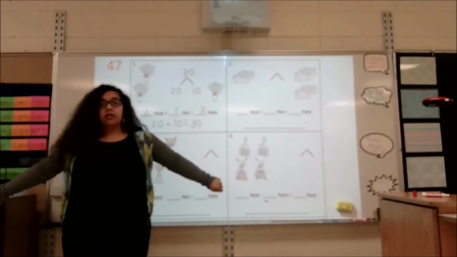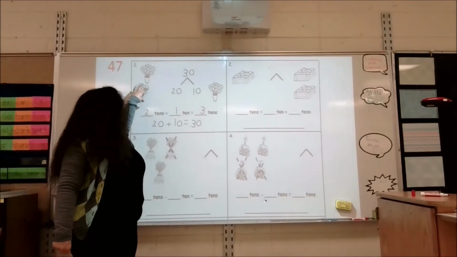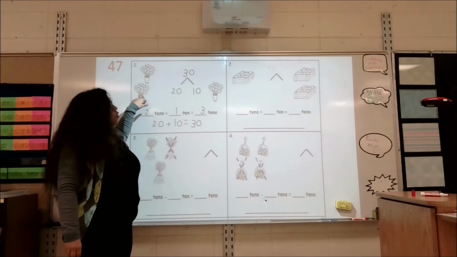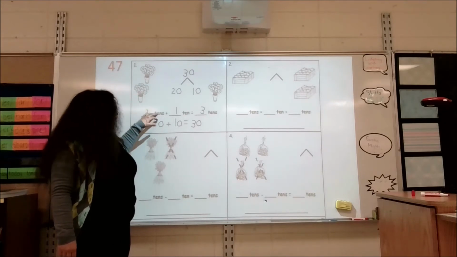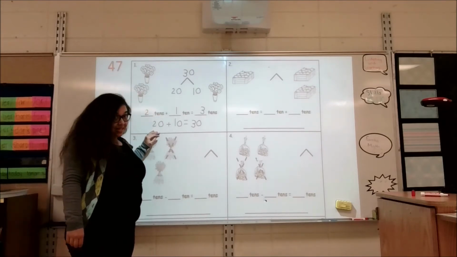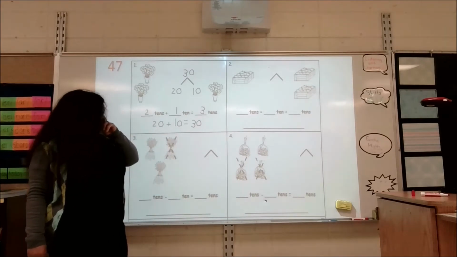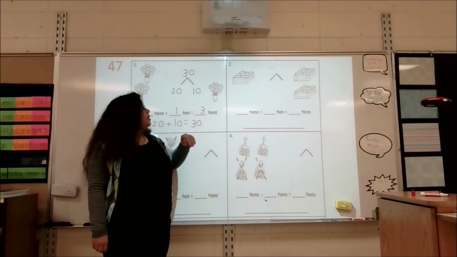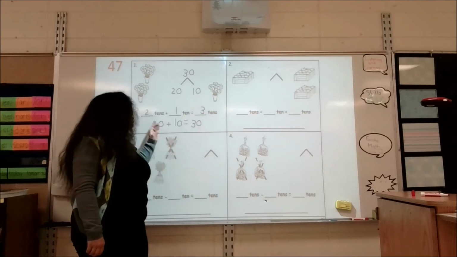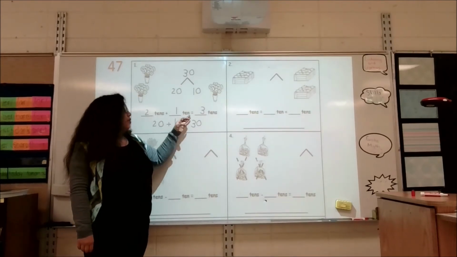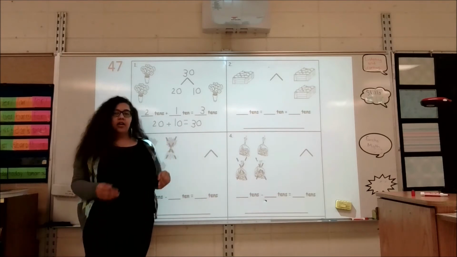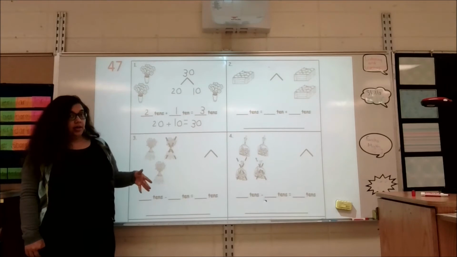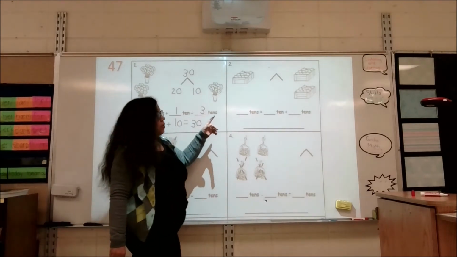In this case, 2 vases of flowers, 2 tens, or 20, and 1 vase of flowers, 1 group of 10, 10. So 2 tens plus 1 ten equals 3 tens. Now let's put that in our standard number form. 20 plus 10 equals 30. All right, good.